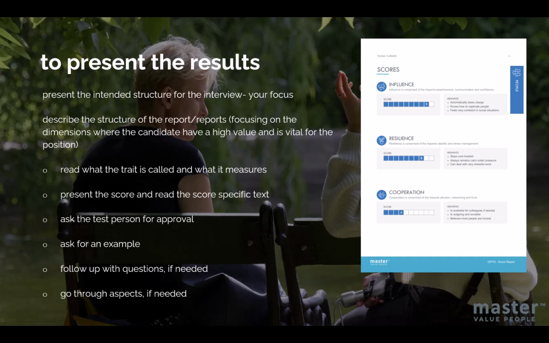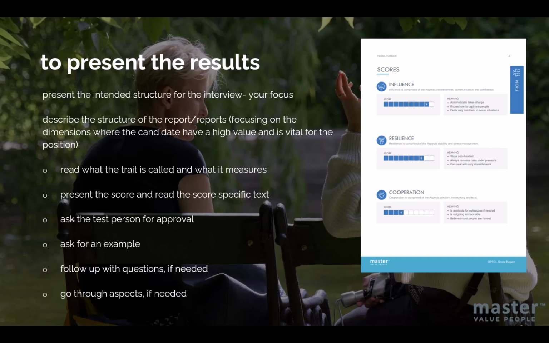If you're working on the dimension level, you may choose to review the underlying aspects, but only if you feel it's necessary. Then move on to the next trait. If you find it challenging to come up with good questions, we recommend using our interview guide, which is available at the same level as the candidate has received.